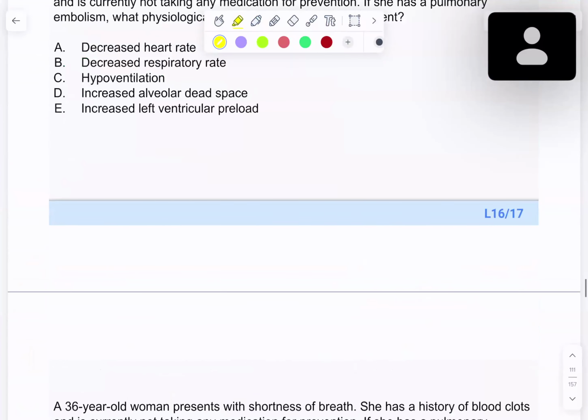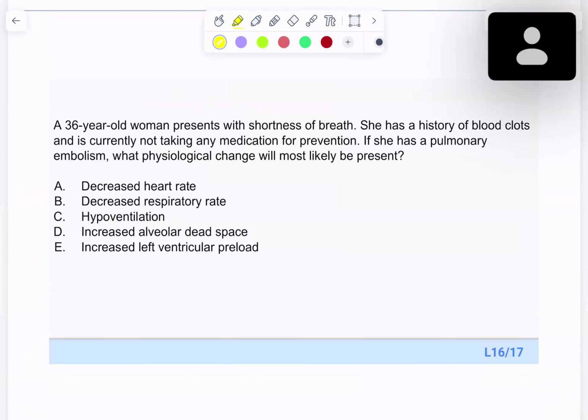Excellent. Okay, a 36-year-old woman presents with shortness of breath. She has a history of blood clots and is currently not taking any medication for prevention. If she has a pulmonary embolism, what is blocking the blood flow?